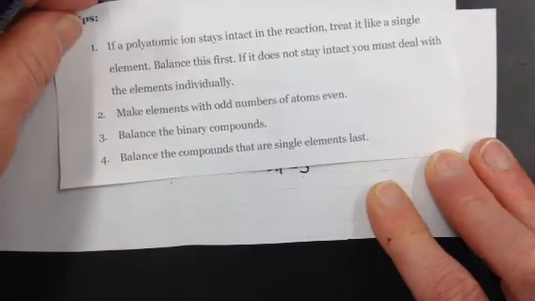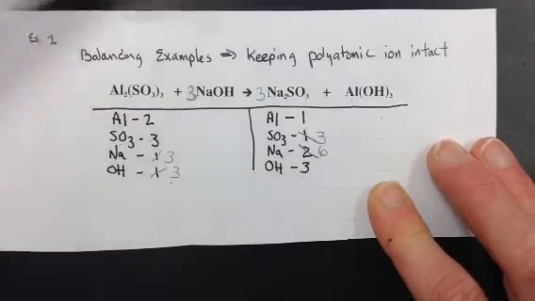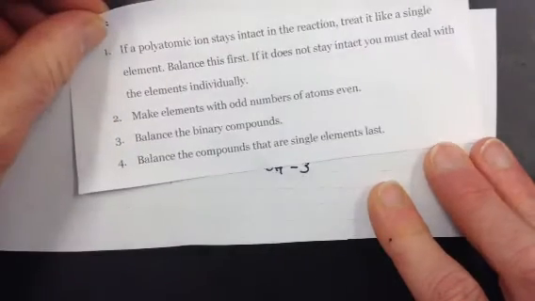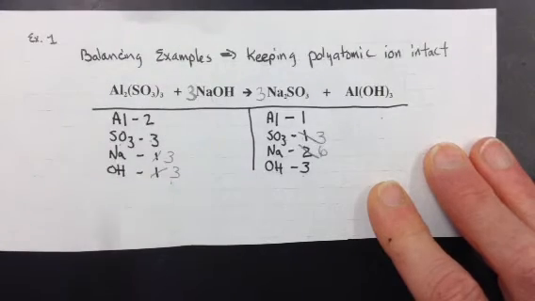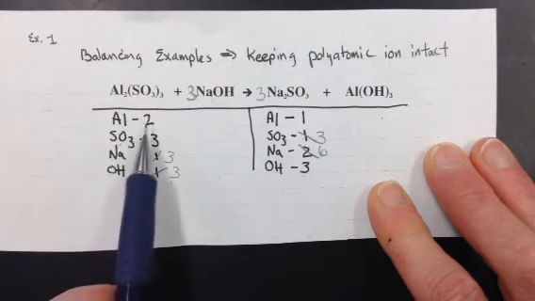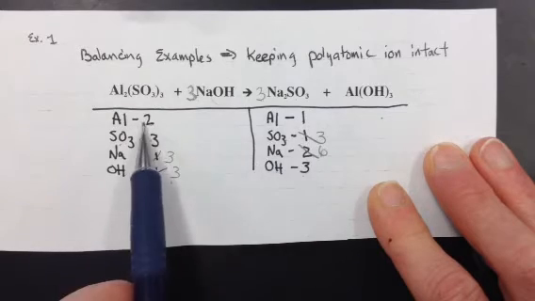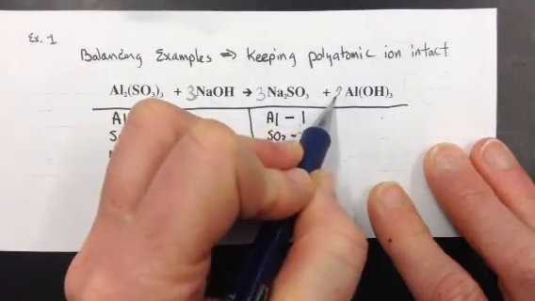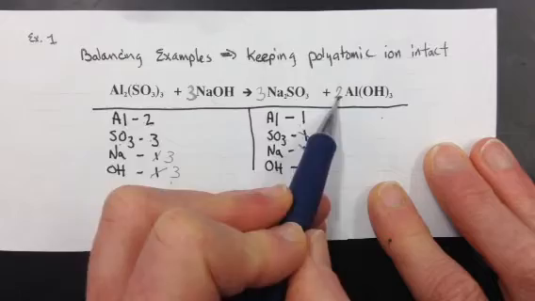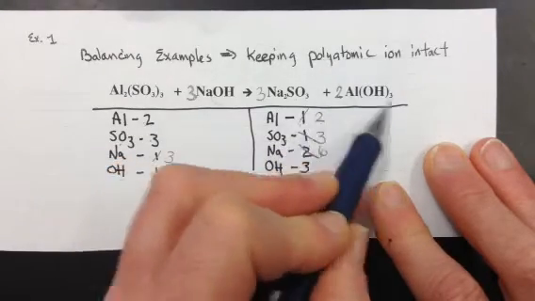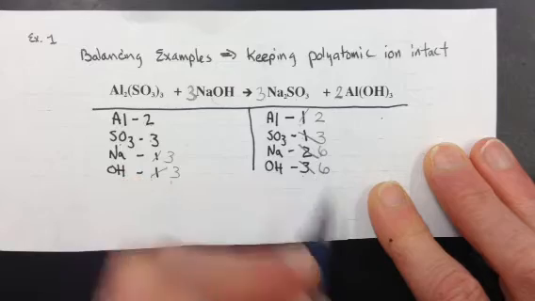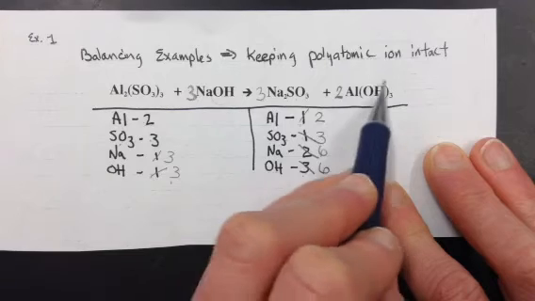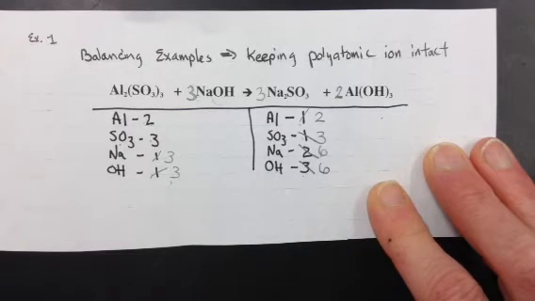More tips. Make elements with odd numbers of atoms even. Well, and also balance the binary compounds. Well, that's what we're up to. Odd numbers even. So let's make aluminum. We have 2 here and 1 here. Let's put a 2 here. So that means I now have 2 aluminums. 2 times 3, I now have 6 hydroxides. And this is a binary compound. Aluminum is 1 element, and hydroxide, we're treating it like 1 atom.